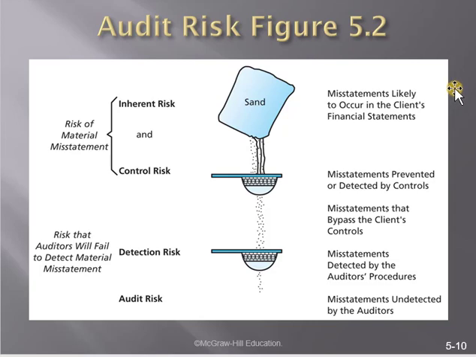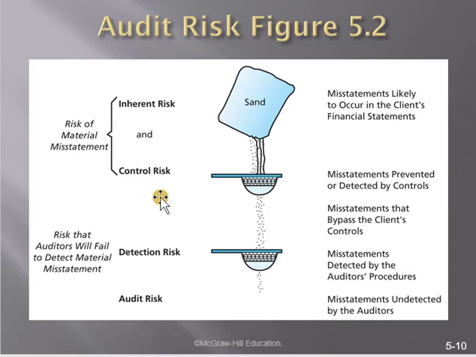So here they give an example of a bag of sand. A bag of sand can have a hole in it and it's leaking sand. That's your inherent risk, the fact that you could be losing sand. Sand represents transactions that may not have the right valuation, the right year, or any kind of issues in your financial statement, transactions or accounts. Misstatements are likely to occur in the client's financial statements. That represents the sand leaking.